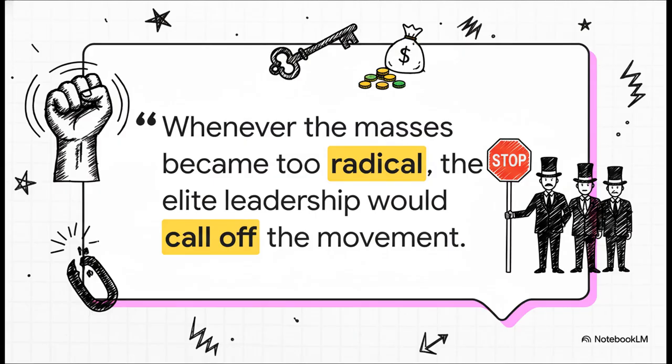As this quote shows, he believed that the Congress leadership, and yep, that includes Gandhi, would get really nervous whenever the movement became too radical. When the peasants and workers started threatening the property of the Indian elites. And what would they do? They'd call the whole thing off, effectively betraying the masses to protect their own wallet and their own class interests.